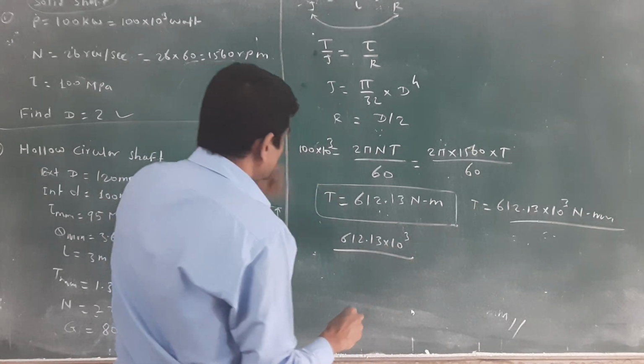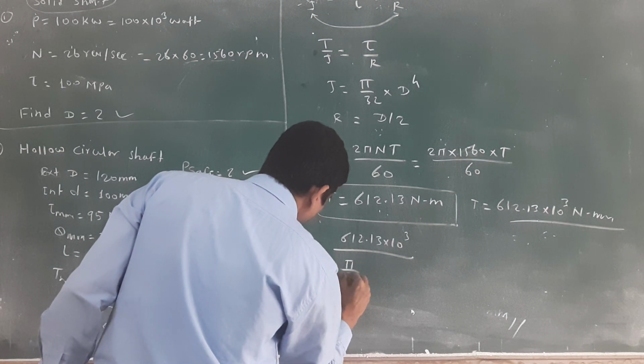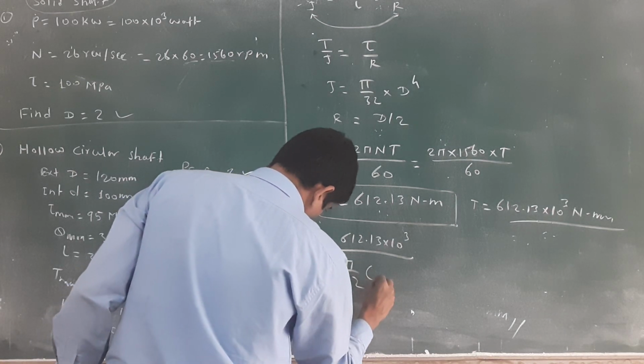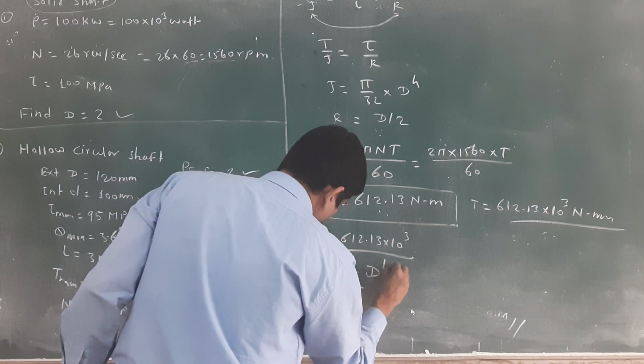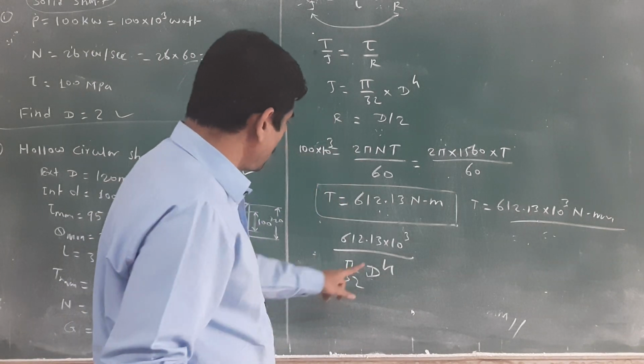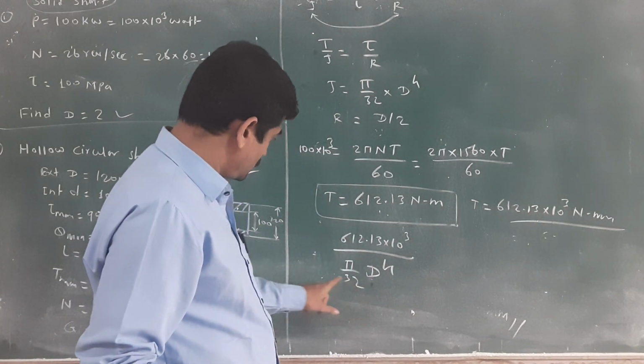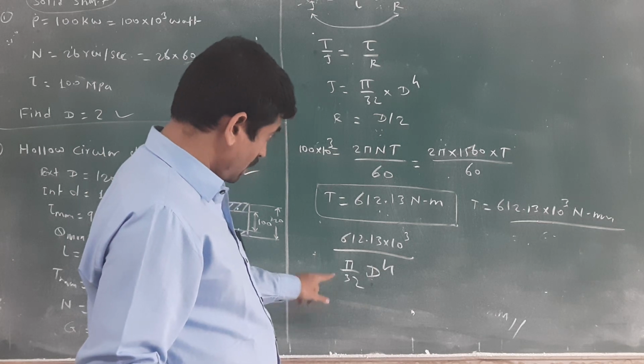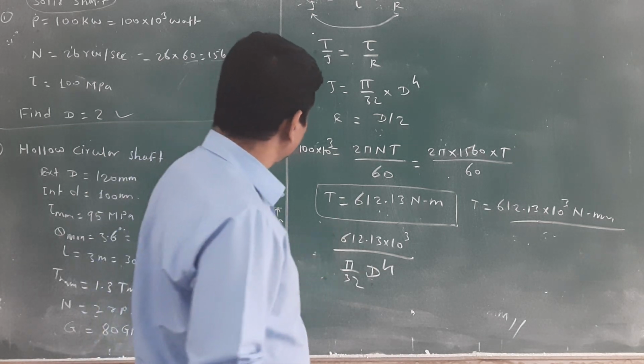Newton mm. J is equal to what? What is the J? 5/32 into d raised to 4, because you will get the value in mm. This is mm raised to 4, right? And this is Newton mm.